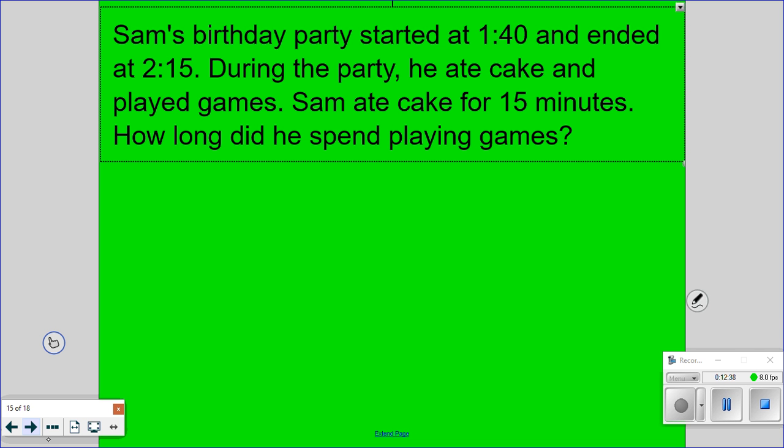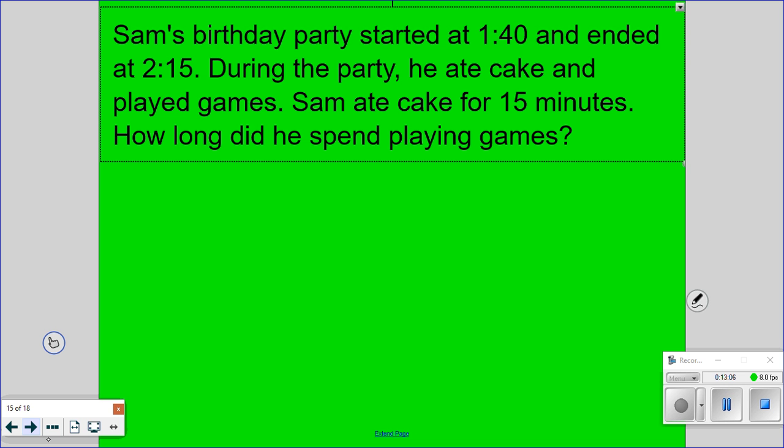Sam's birthday party started at 1:40 and ended at 2:15. Super short party. During the party, he ate cake and played games. Sam ate cake for 15 minutes. How long did he spend playing games? What is my answer sentence? Think about what I'm going to be counting.